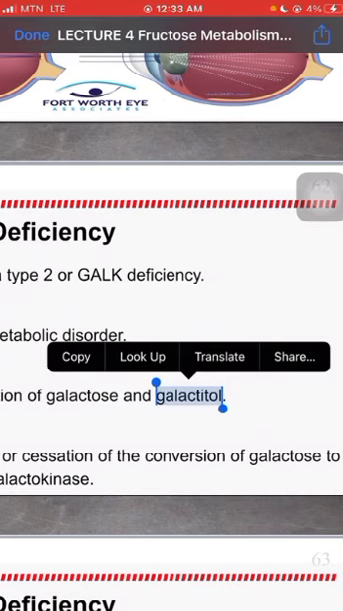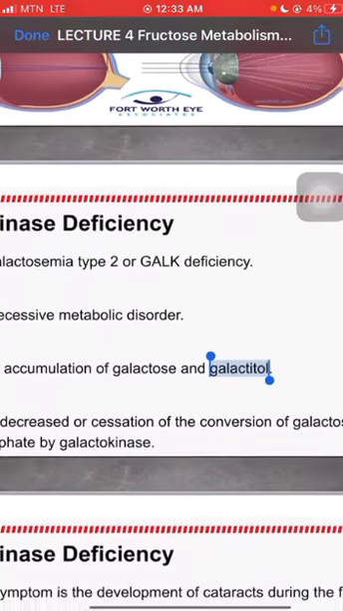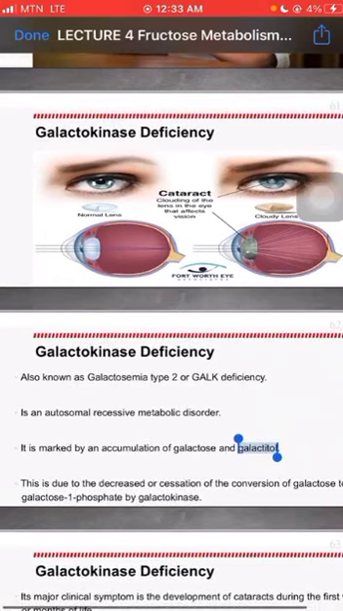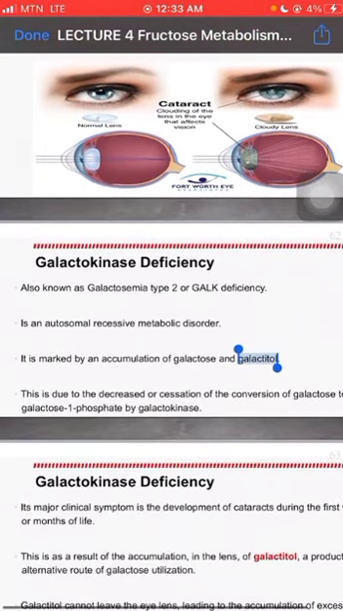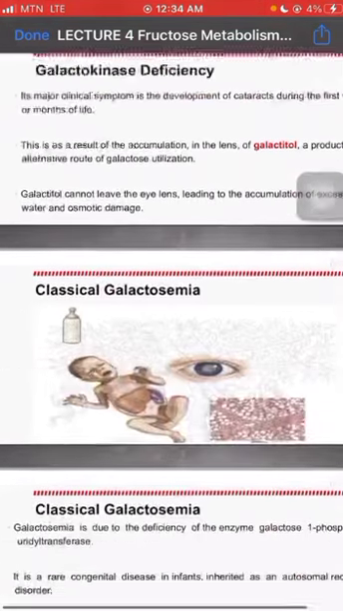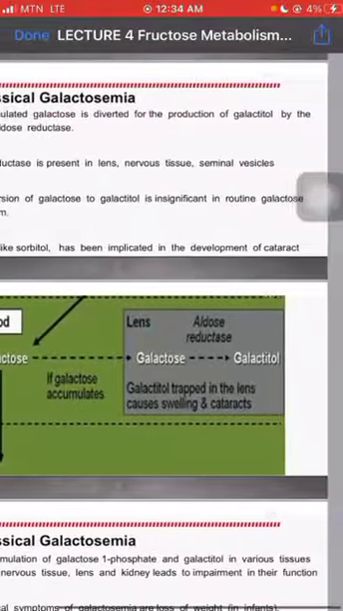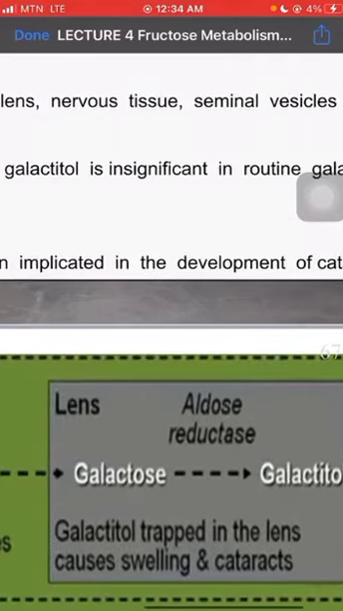And that pathway, we call that pathway the galactitol pathway. Galactitol what? Pathway. This galactose, since it cannot be converted to galactose 1-phosphate, will use another pathway where it will be converted to what? Galactitol. So this galactose will be converted to galactitol by an enzyme called aldose reductase. Look at the enzyme here. So the galactose is being converted to galactitol by the enzyme aldose reductase.